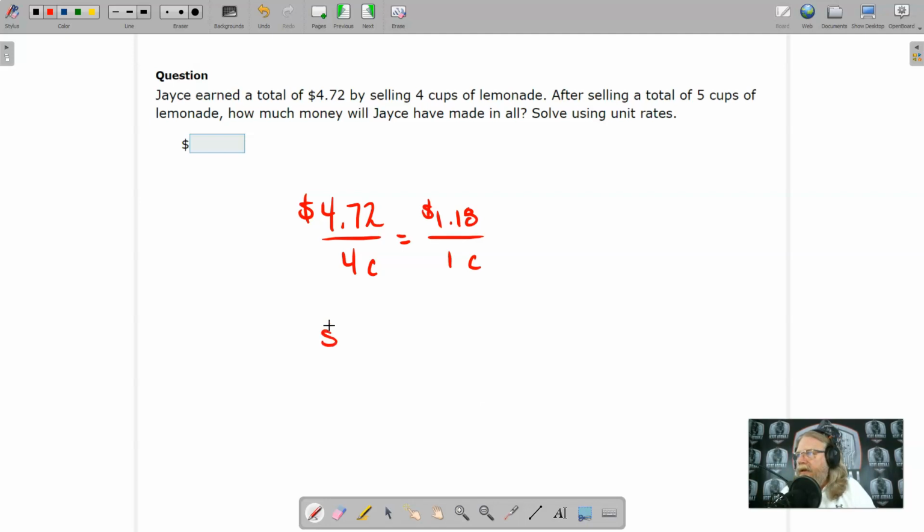So we're going to take that unit rate of $1.18 for 1 cup of lemonade. Well, I wish lemonade sold for that whenever I was a kid. I would have made a little more money.